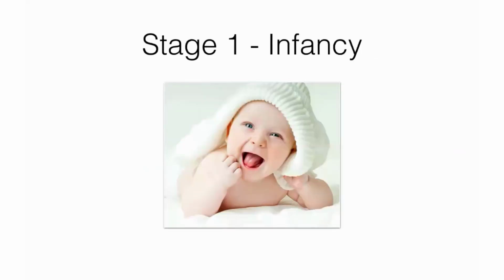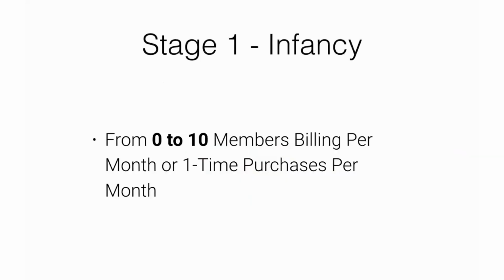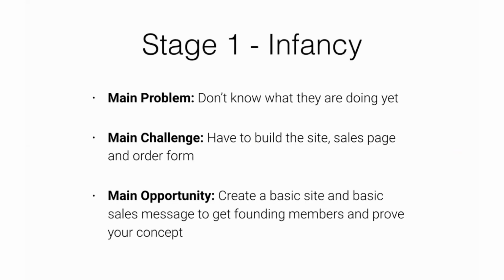But just to jump right into the 4 stages, stage 1 is infancy. This is when a site is from 0 to 10 members billing per month, or one-time purchases per month. So whether you have a recurring membership or you're just selling courses, it's basically between 0 to 10 billings per month, and that's infancy.